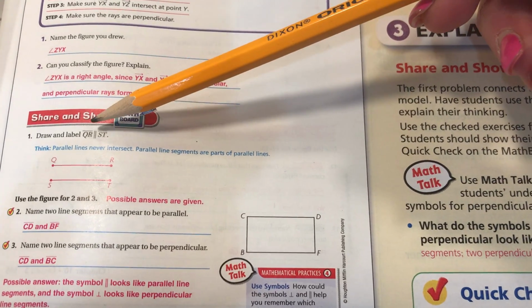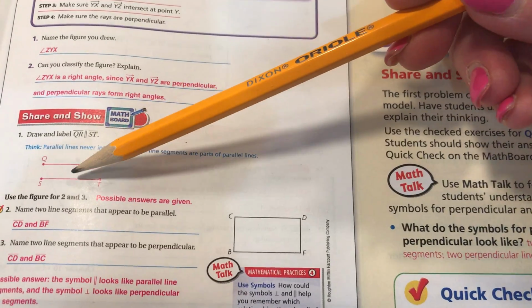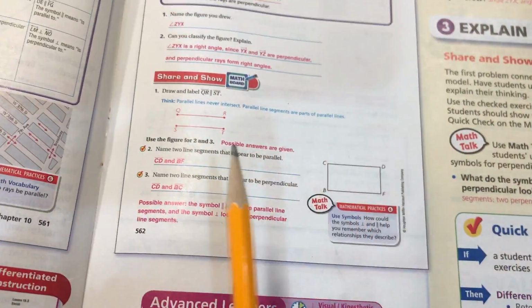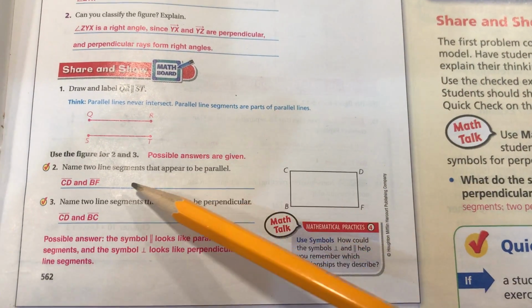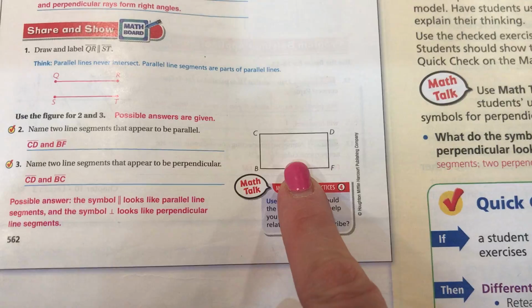Number 1 is parallel to line ST, so you could have done them underneath each other like that. You could have done them up and down this way, okay? That would have been fine too. And then here are some possible answers for the other ones based on this figure here.